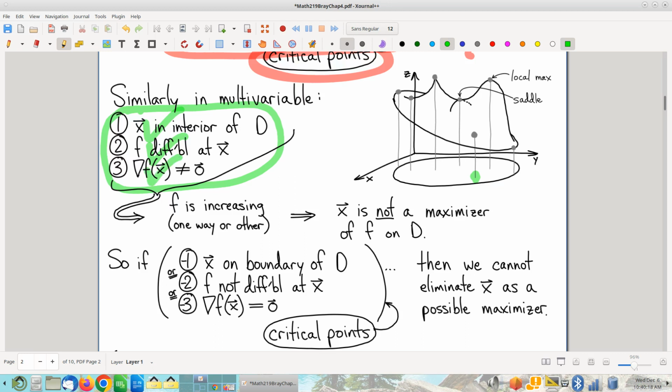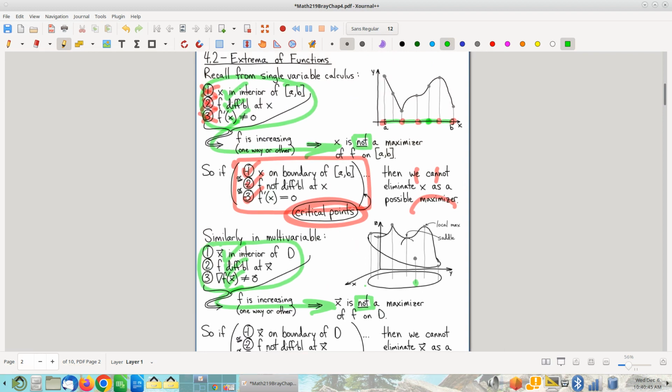In other words, there is a non-zero gradient vector of non-zero magnitude. That gradient vector is pointing uphill in the graph. That gradient vector is pointing in the direction the function's increasing. And if the function's increasing, it is not the maximizer that we are looking for. Notice how this is, again, just a complete rip-off of the argument we made up here in single variable. Same ideas, just multivariable instead of single variable.